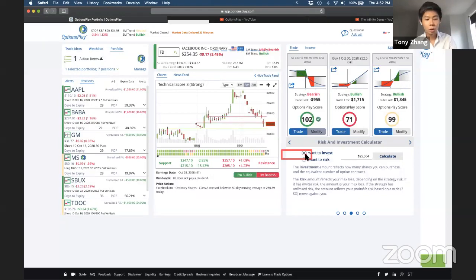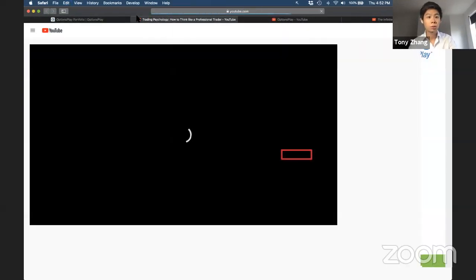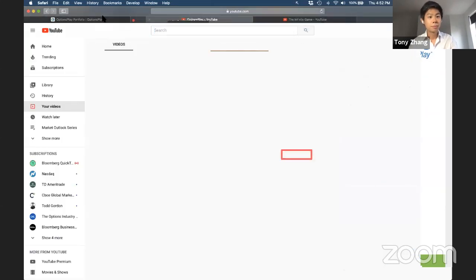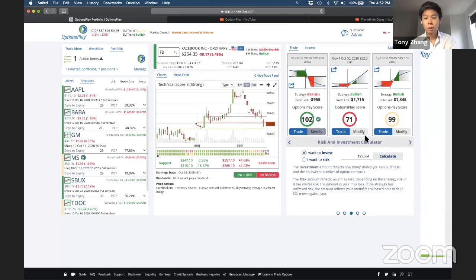So if you are in a position where you're saying that I only want to risk no more than $1,000, what you can use is our risk and investment calculator. You can click on I want to risk, and you can type in $1,000. And what it'll do is calculate for you the number of contracts that you can purchase or sell to stay within that $1,000 mark.